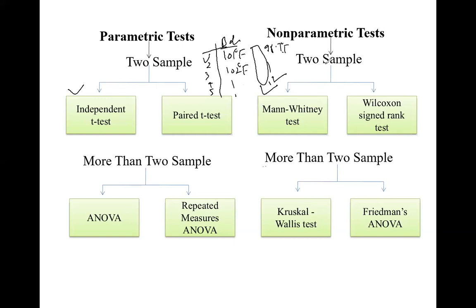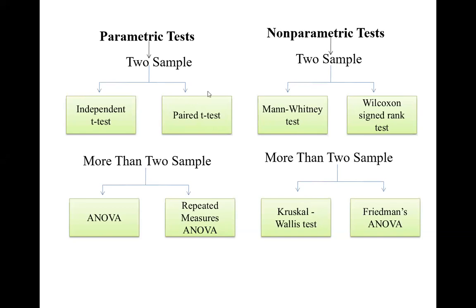So here the biggest difference between the independent t-test and the paired t-test is, in a paired t-test we measure the same respondents 2 times, before treatment and after treatment. But in an independent t-test, we divide our sample into 2 mutually exclusive groups, and both groups are independent. So the basic difference is that in the paired t-test we measure the same respondent 2 times.